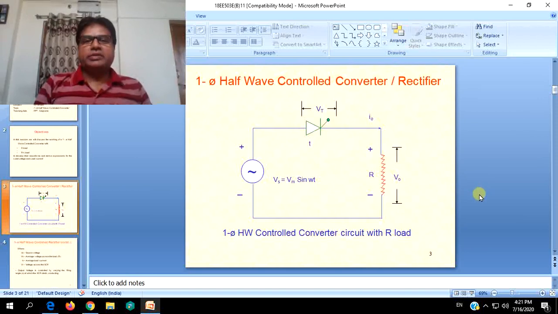This is the basic circuit of a single phase half wave controlled rectifier, which we have already seen in the previous session, where an SCR is connected in between an AC voltage source, single phase voltage source, and a resistive load. The source voltage, single phase, the expression for it is obviously Vm sin omega t, where Vm is the maximum voltage, and the load voltage is designated as V naught with the shown polarities.